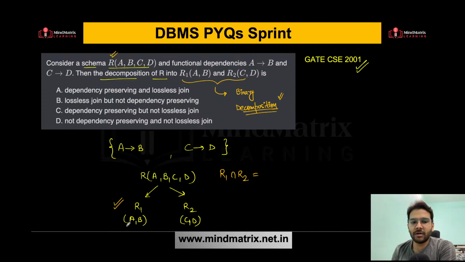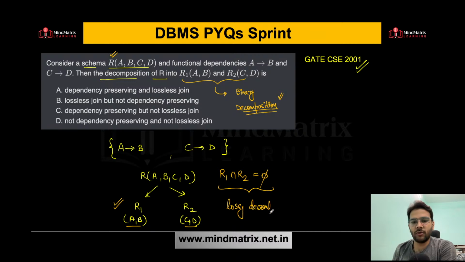No, there is no common attribute. Here we have AB, here we have CD. So the intersection is phi. If there is a common attribute, and that common attribute should be a key in one of the relations, only then can we say the decomposition is lossless. Here the intersection is phi, there is nothing common between these two decomposed relations. So is it lossy or lossless? This is lossy, because there is no common attribute here. So this is a lossy decomposition.